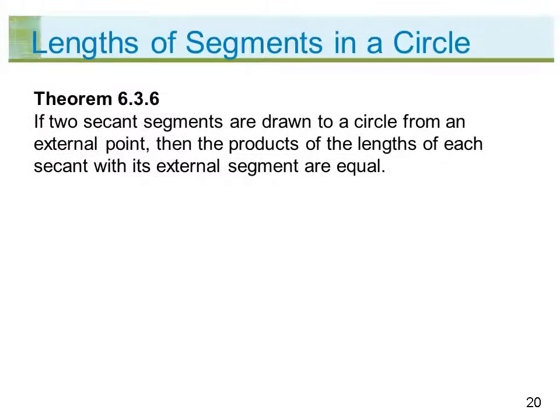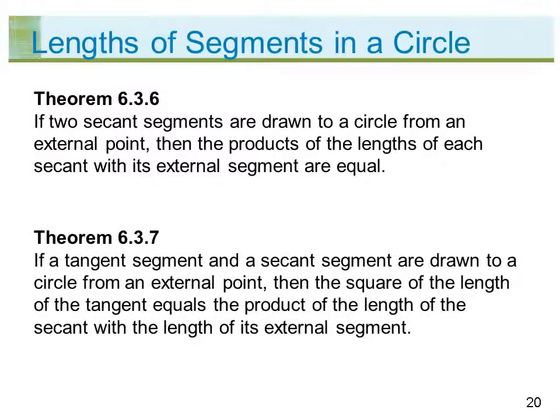Theorem 6.3.6. If two secant segments are drawn to a circle from an external point, then the products of the lengths of each secant with its external segment are equal. Theorem 6.3.7. If a tangent segment and a secant segment are drawn to a circle from an external point, then the square of the length of the tangent equals the product of the length of the secant with the length of its external segment.